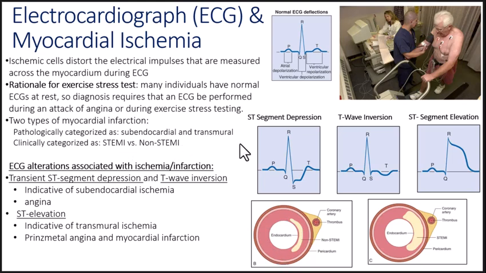The other type is transmural. So this would be where an infarction isn't just affecting this region like with subendocardial, but it's across the wall of the heart. So it's called transmural.